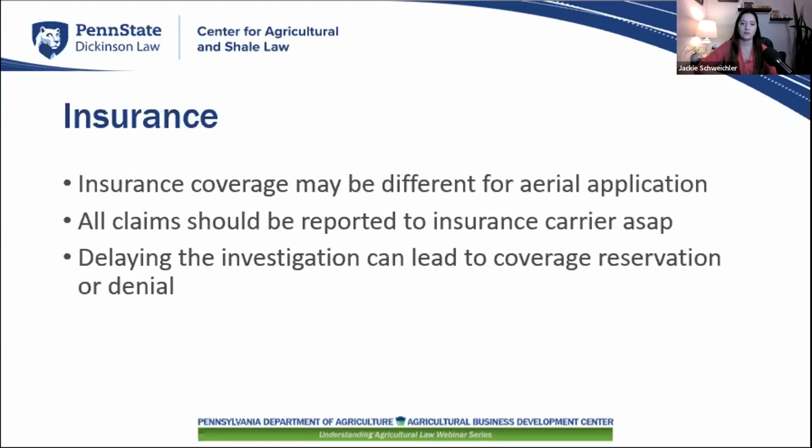Insurance coverage is going to be different for aerial application. In other words, if you use aerial application methods, double check that it's covered under your policy. And if you get a claim, report it to your insurance carrier as soon as you can. Your insurance carrier is going to have a team who can document the evidence. And if you don't tell them right away, you might lose your coverage. The longer you wait, the less evidence your insurance company can collect. And if you delay unreasonably, your insurer might push back and may try to get out of paying anything at all.